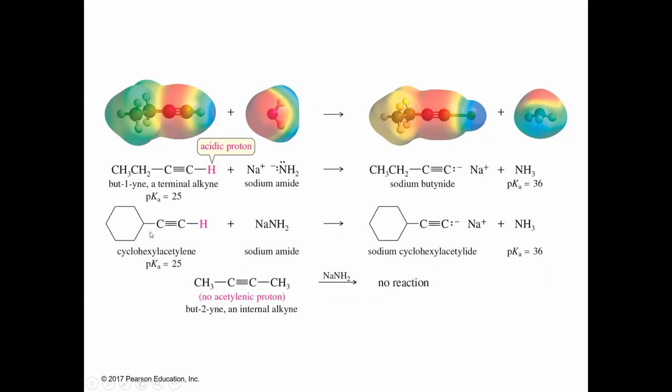Okay, and then here's another example. This is cyclohexylacetylene. That's also deprotonated by NaNH2. But but-2-yne does not have one of these acetylenic hydrogens, and so if you try to react it with NaNH2, there's no reaction.